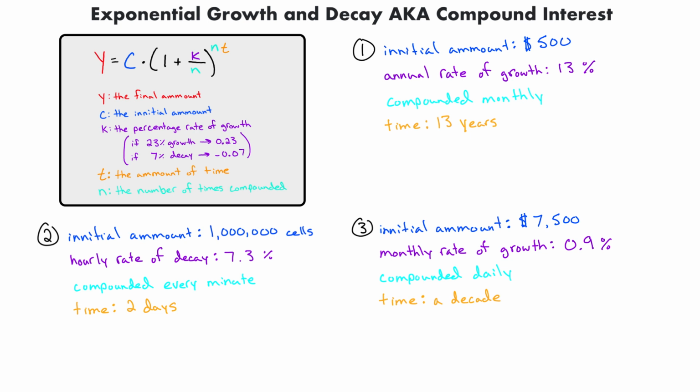So problem number 1, I have an initial amount of $500, an annual rate of growth of 13%. It's compounded monthly, and the time is 13 years. Here's how I'm going to go about doing this. It's going to be y is equal to my initial amount. I initially started with $500. I'm going to multiply that by 1 plus, it is a growth rate, so that 13%, I'm going to write as a positive value, 0.13.